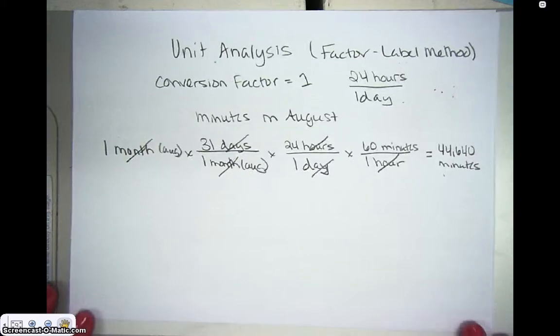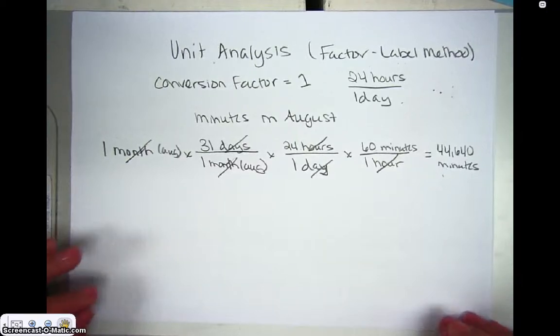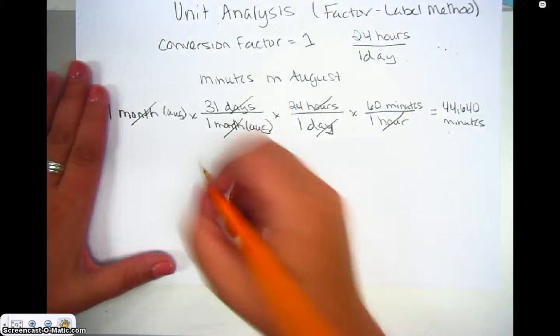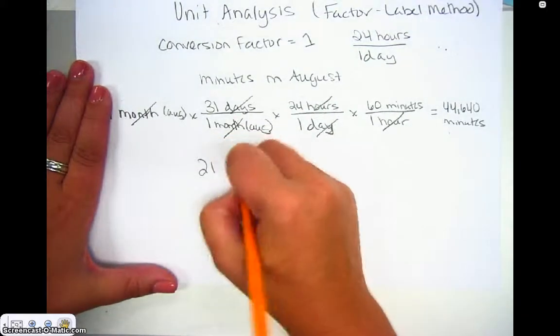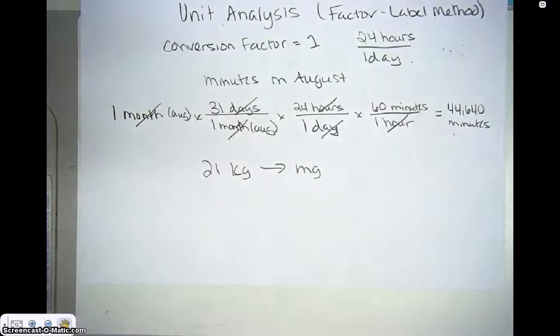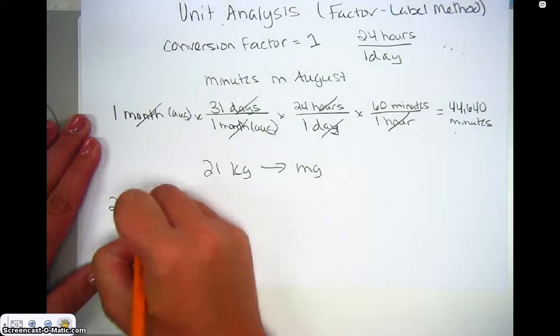Let's figure out how many milligrams are in a kilogram. Now we could do that, well, let's give it an actual number. Let's say we've got 21 kilograms and we want to know how many milligrams. We've learned how to do this by using our King Henry died unfortunately drinking chocolate milk. But I'm going to do it using the conversion factors this time. So I start with what I have. I've got 21 kilograms.